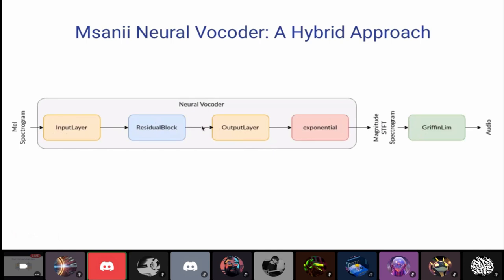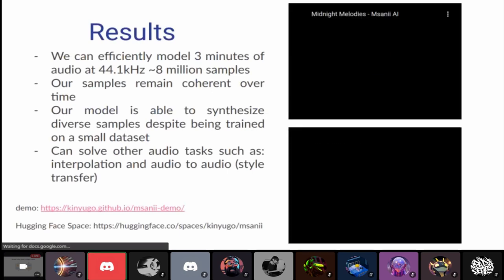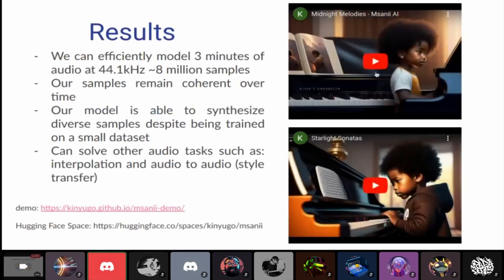The only difference with the traditional neurovocoder you can think of is that this neurovocoder replaces the matrix multiplication that you would have in the traditional one with a learned one. That's the only difference there. And so we now have this simple neurovocoder that we use to project our magnitude STFT spectrogram back into the audio. So let's hear some audio.